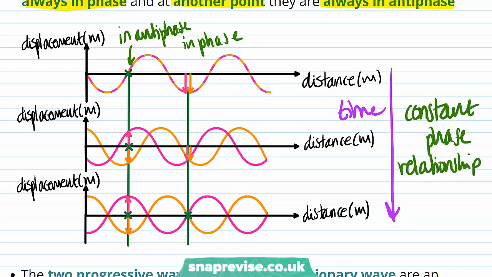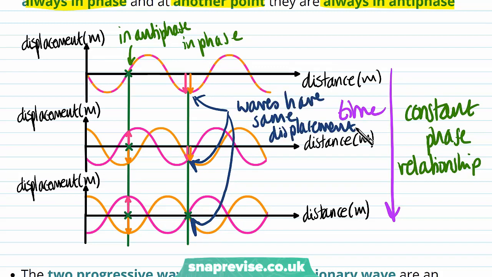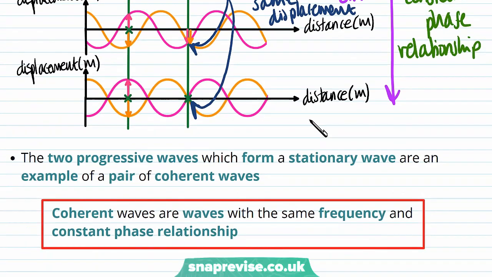As we said, this second green arrow shows the waves in phase. We can tell that they're always in phase at this point because the waves always have the same displacement. At this point they have the same displacement, then at this point they have the same displacement, and at this point they have the same displacement. So we can see that over time the phase difference doesn't change. It stays constant at certain points along the wave.